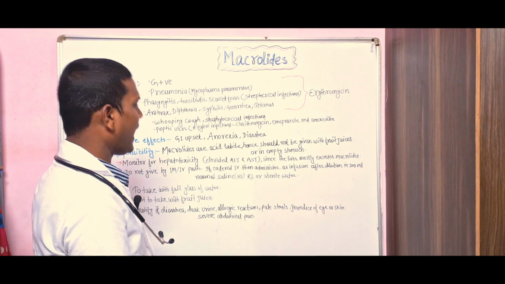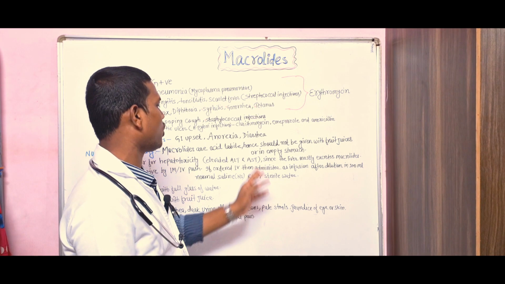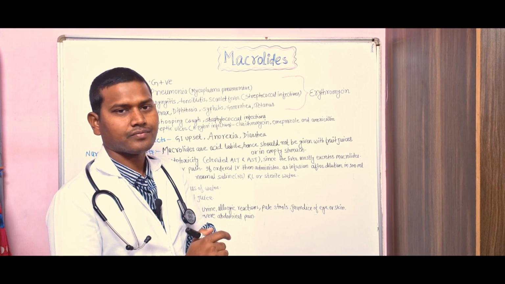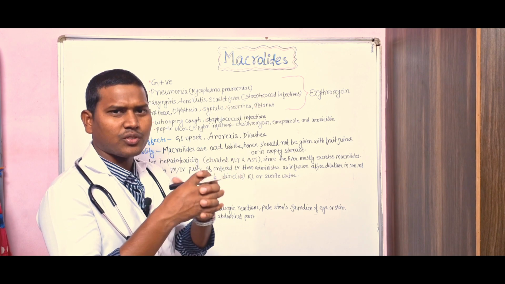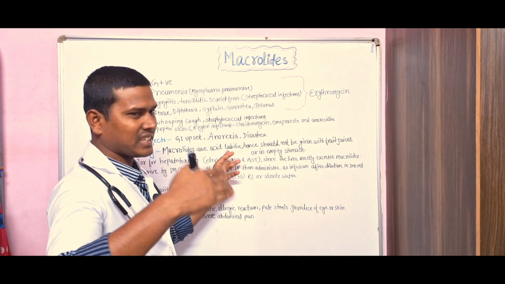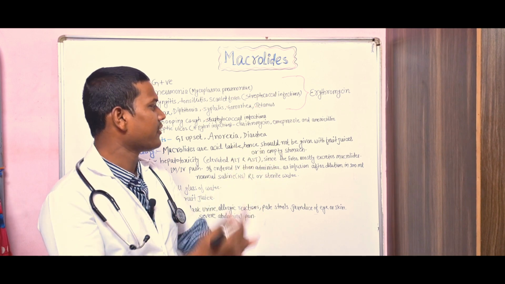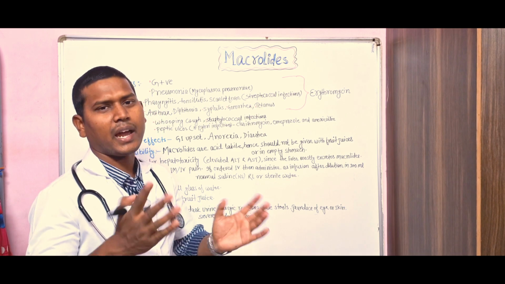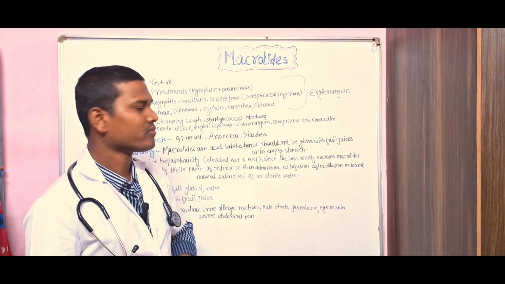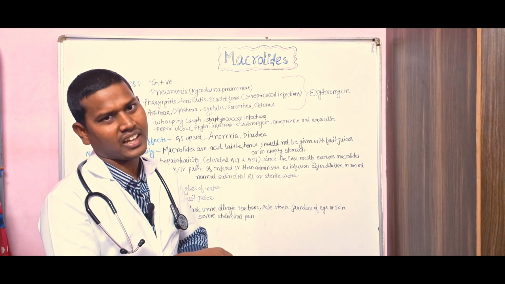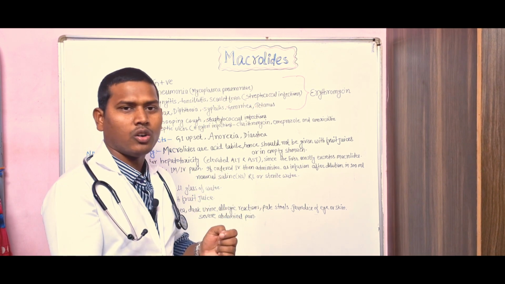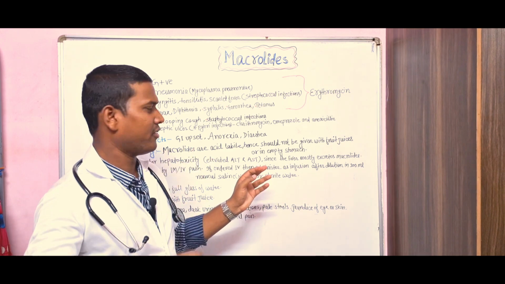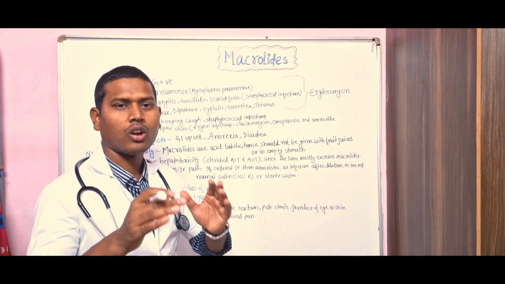Macrolides are acid labile, hence should not be given with fruit juices or on an empty stomach. It reacts with acid, so we should not give it with fruit juices or on an empty stomach, because on an empty stomach acid will be present and the drug is acid labile. If it goes inside the body, it will react acid to acid, so we should not give it with fruit juices or on an empty stomach.